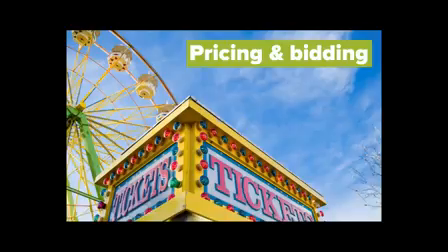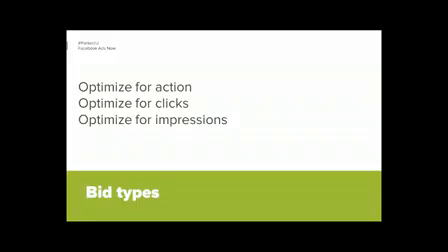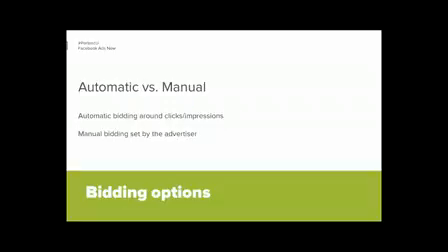So I'm going to run through pricing and bidding here kind of quickly, looking at the time, and it looks like we are running out a little bit. So I just want to focus on bid types, and there are really 3 main types of bids that you can engage in on Facebook. I really want to look at optimize for clicks and optimize for impressions. When you go with these 2 options, Facebook's going to give you the ability to choose between automatic bidding and manual bidding.